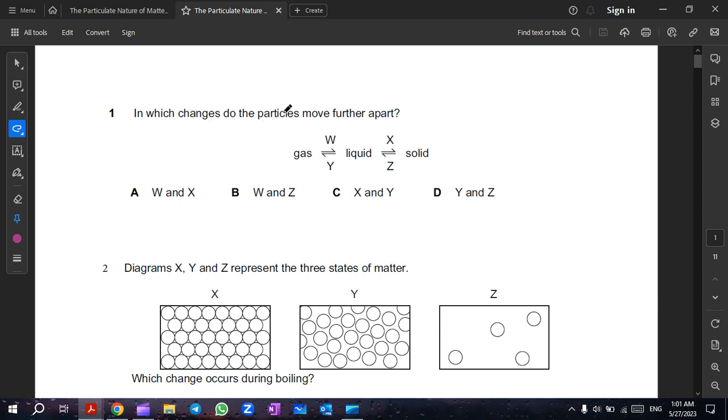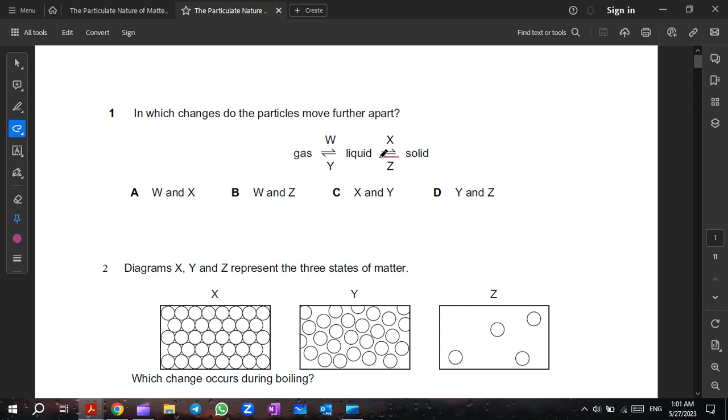In which changes do the particles move further apart? So we know that the particles move further apart when they are a gas or a liquid. So we'll have to look for changes where it will go from a solid to a liquid. And since there are two of these options, we have to look for a solid to a liquid and then from a liquid to a gas. Okay, if you haven't watched my video yet on this chapter, first go watch that video and then come and look at this video.